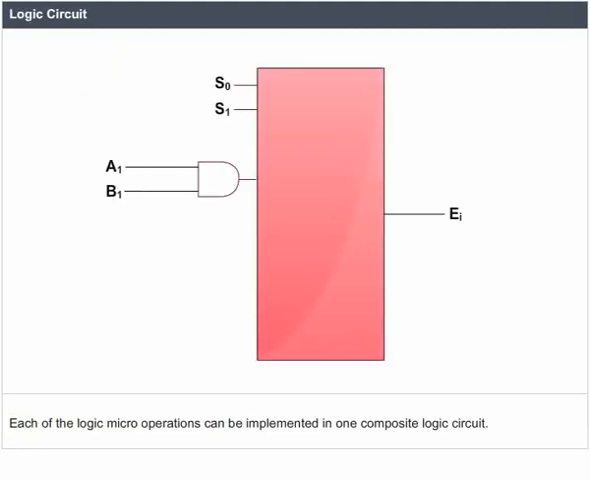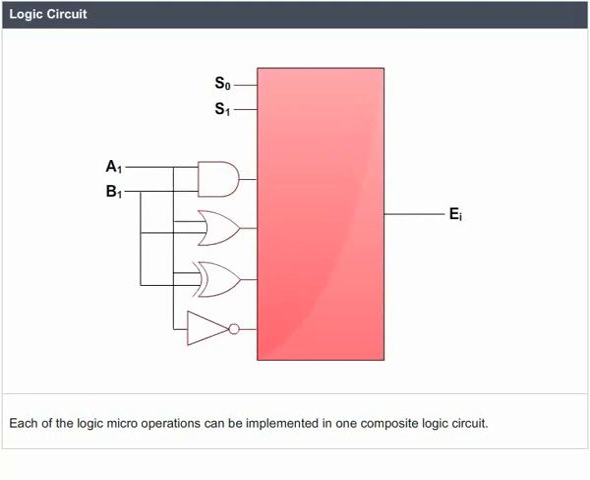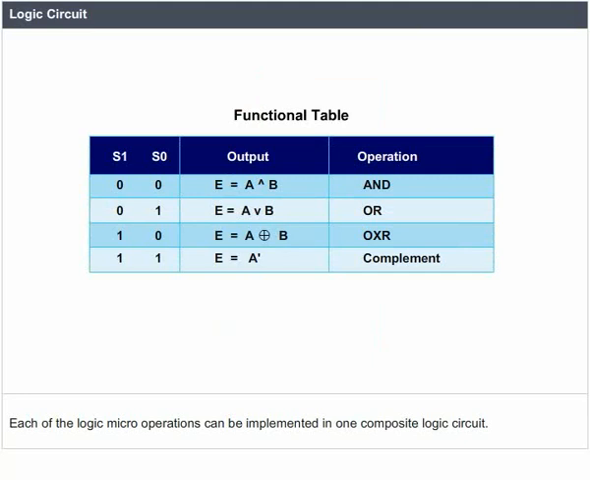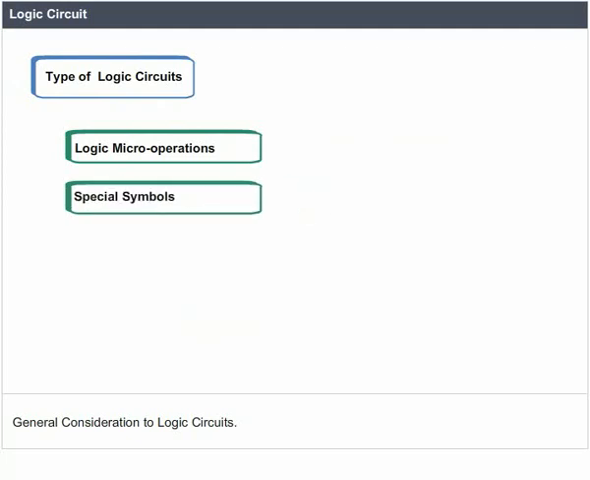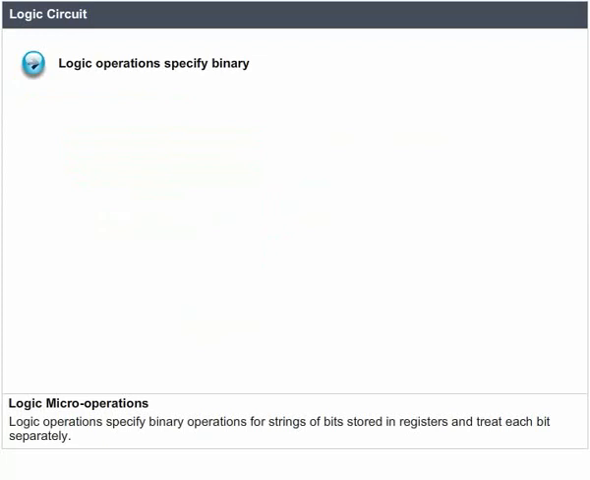Logic circuit. Each of the logic micro-operations can be implemented in one composite logic circuit. General considerations for logic circuits. Logic micro-operations. Special symbols. List of logic micro-operations. Logic operations specify binary operations for strings of bits stored in registers and treat each bit separately.